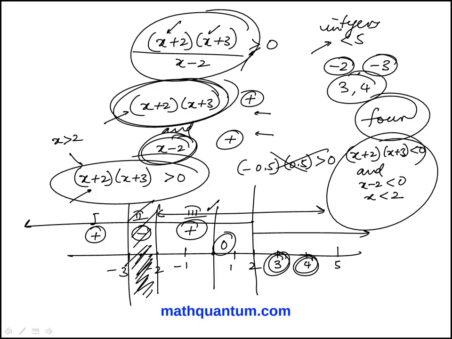I mean, if they were asking for a range of values, yeah, minus 2.5 would satisfy it. But as far as integer values, these are the only 4. And therefore, the answer is 4 values, or choice D.